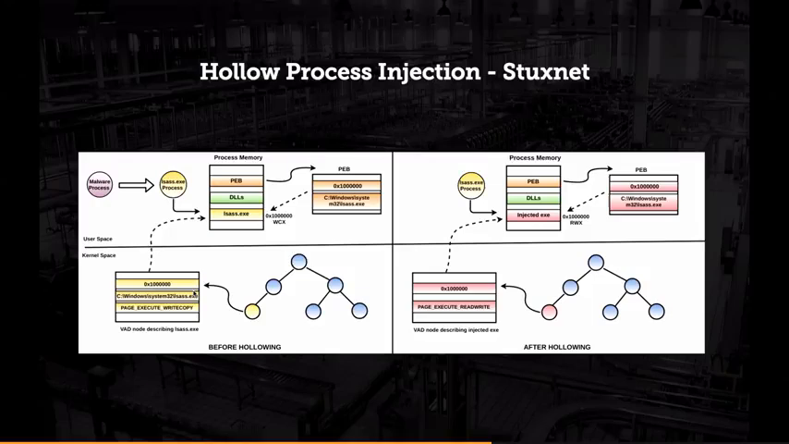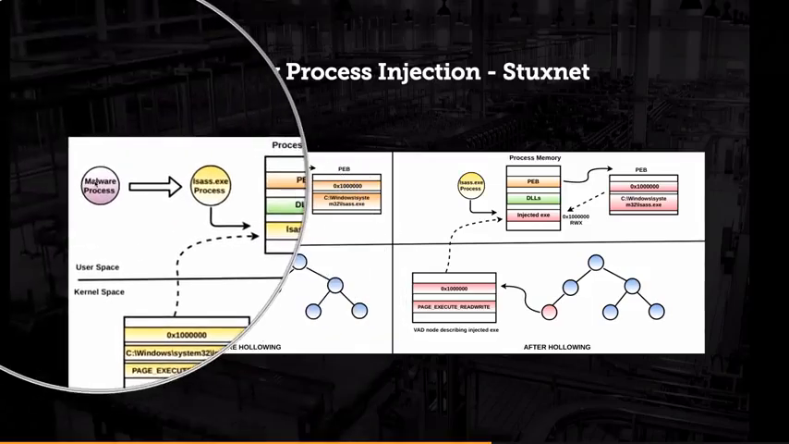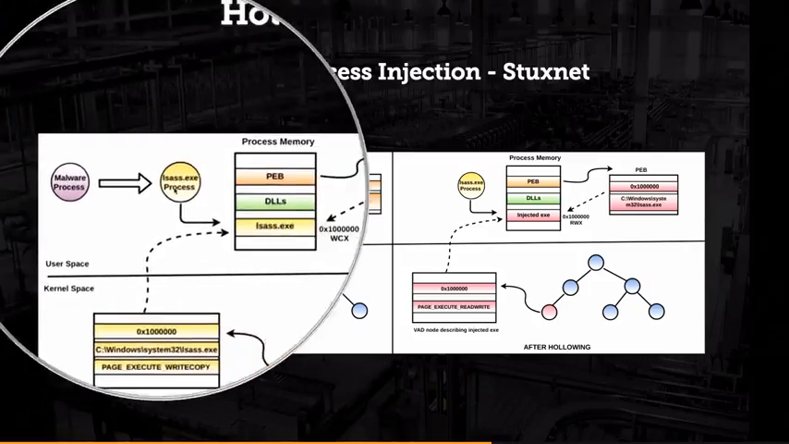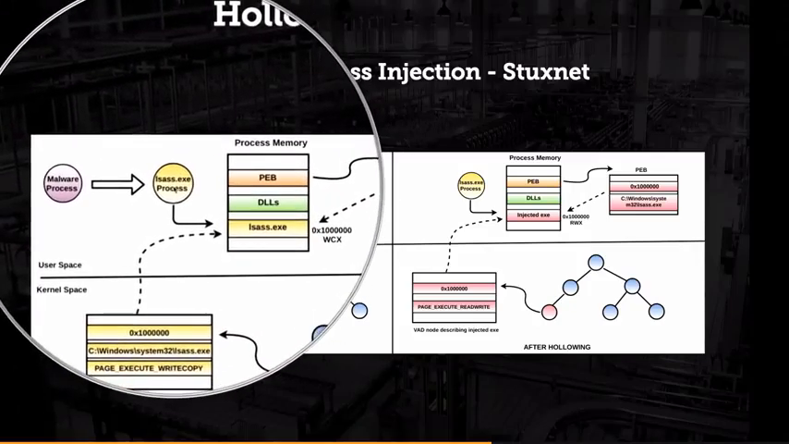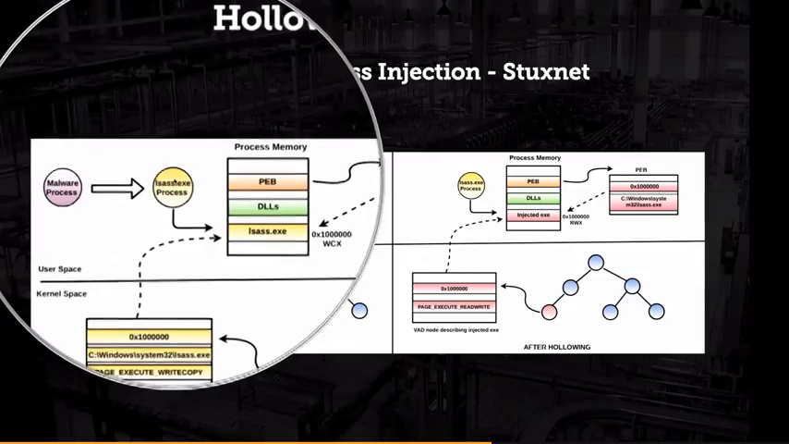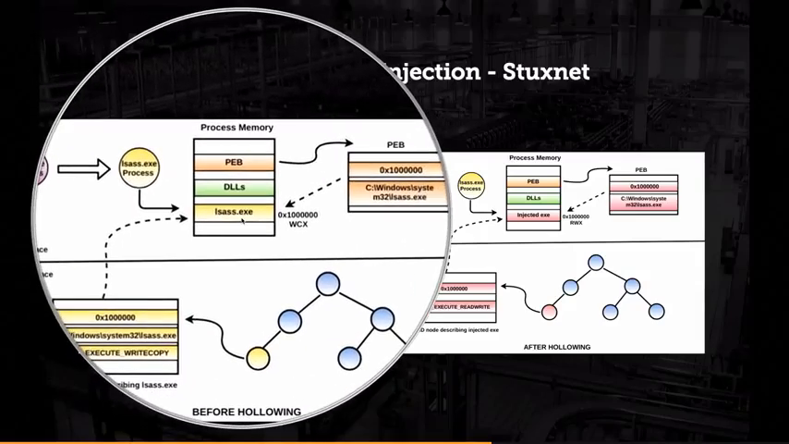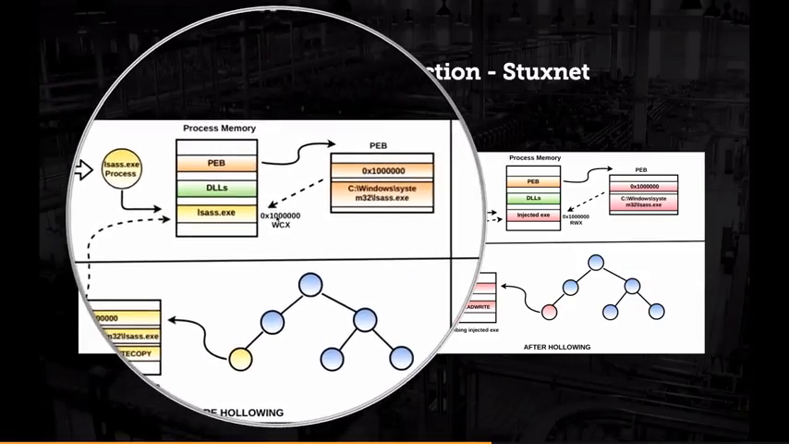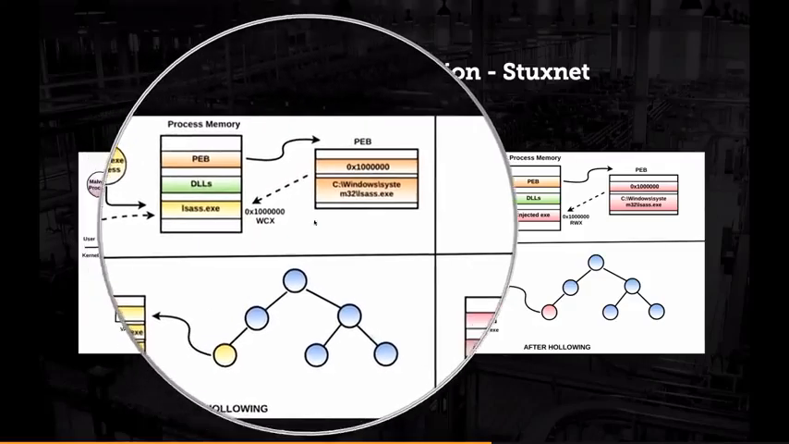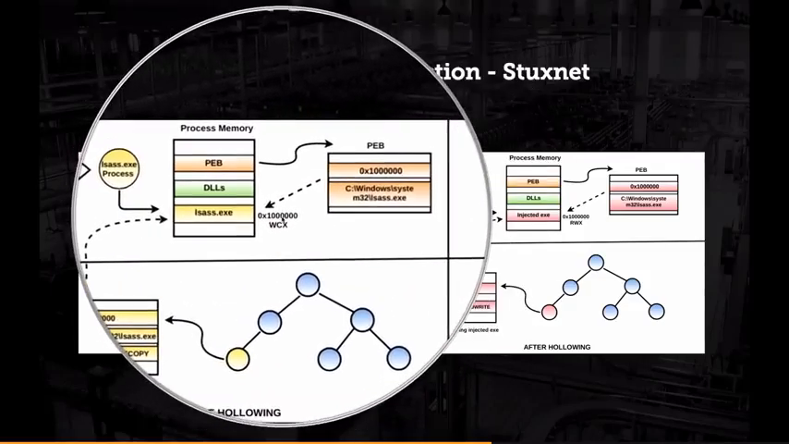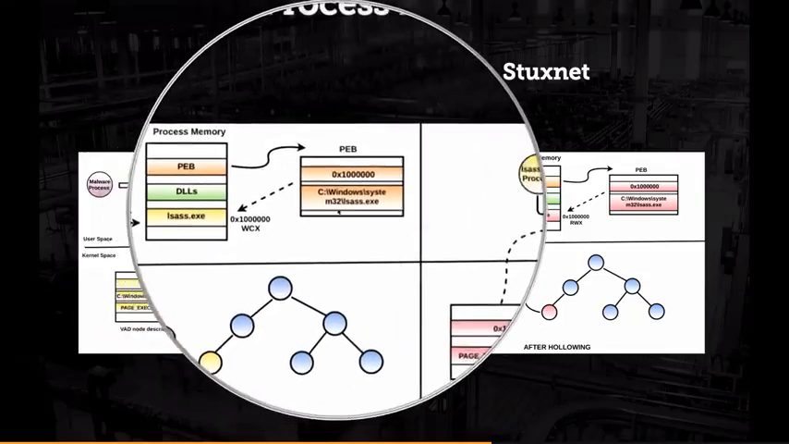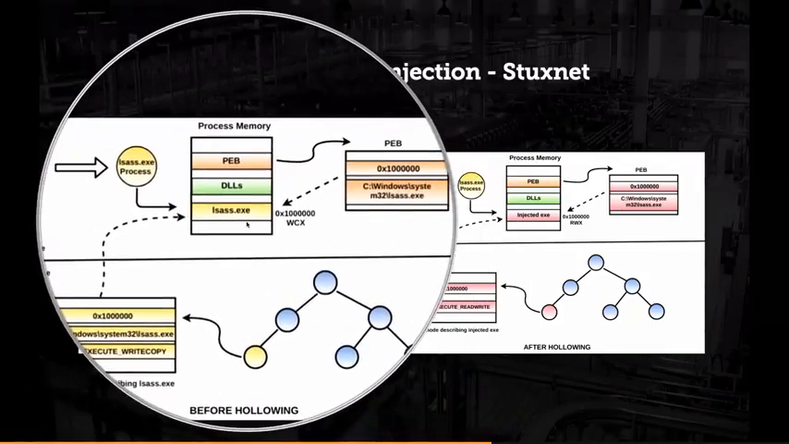Okay. Now coming to the topic of hollow process injection. So how does it work? The malware process, in this case Stuxnet, creates a legitimate process, which is lsass.exe, in the suspended mode. As a result, the executable was loaded into the memory at this address with a write copy protection. The PEB points to this executable. The VAD also points to this executable.